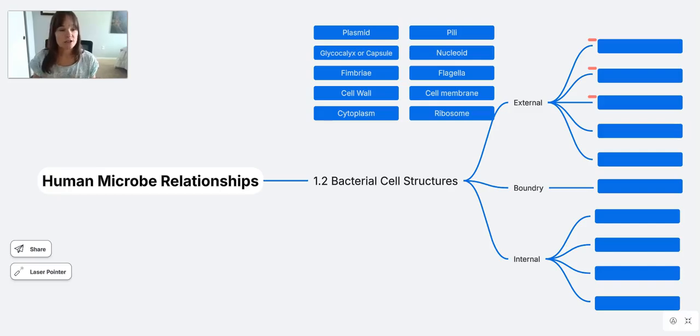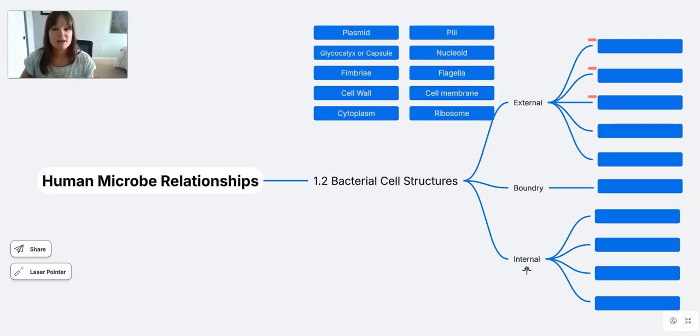And all I want to do for this activity, just to keep the cognitive load very manageable, is to take the glossary terms, the things that I've asked you to learn for bacterial cell structures, and determine if they are external, a boundary, or internal. Later we'll get into what these structures do and start to build some models of what they look like.